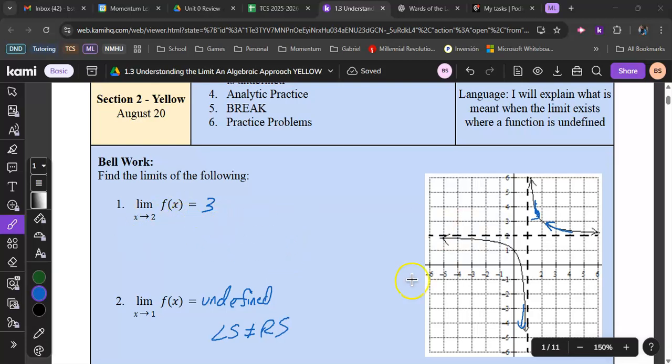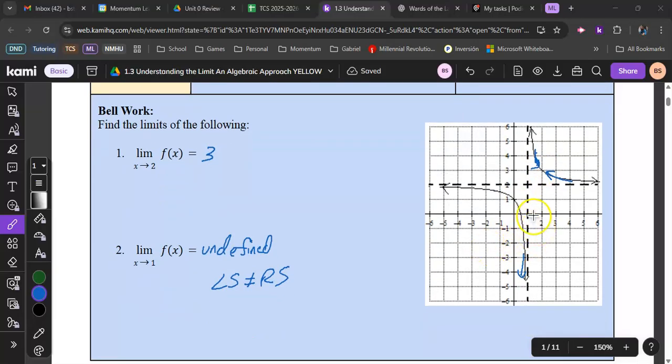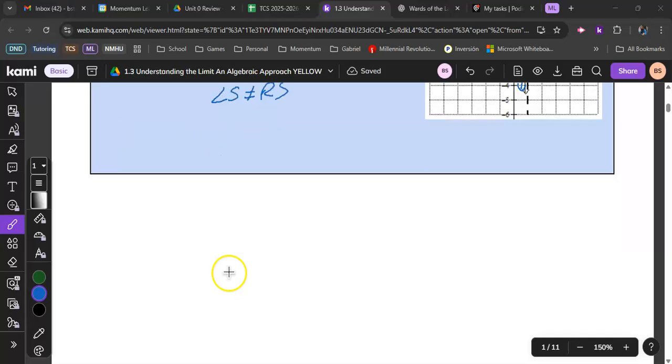All right, so real quick, we already did these two, but let's just point them out. As we approach this graph from both the left and right at 2, we get to 3. And as we approach 1, the asymptote, on the left side we get negative infinity. On the right side we get positive infinity. Therefore, it is undefined because the left side does not equal the right side.